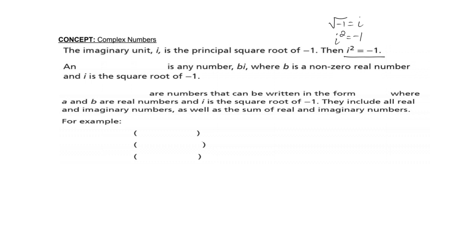An imaginary number is any number bi where b is a non-zero real number and i is the square root of negative 1. Complex numbers are numbers that can be written in the form a plus bi. So you'll see a plus bi.